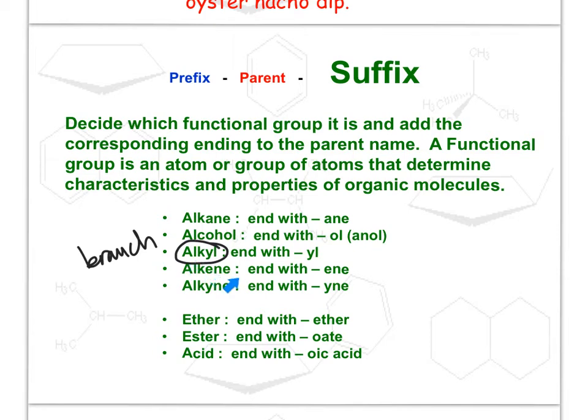Alkene, that means that it has a double bond. You end it with ene, so propene, for example. Alkyne, the Y tells you it's a triple bond, so you end it with yne, so it'd be propyne. If it's an ether, you end it with the word ether. If it's an ester, you end it with the word oate. And if it's a carboxylic acid, you end it with oic acid.